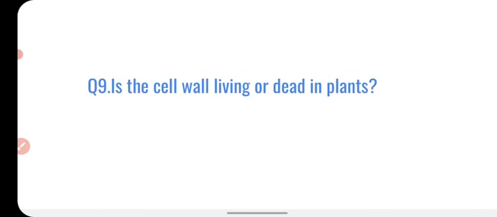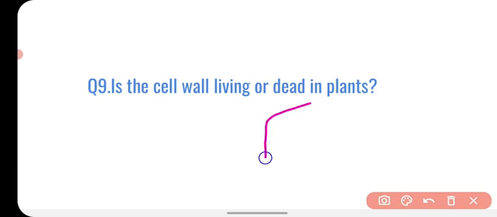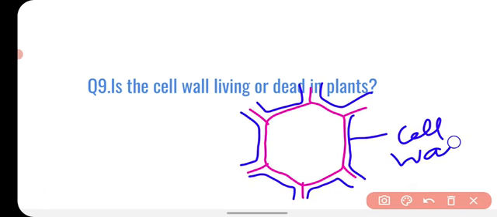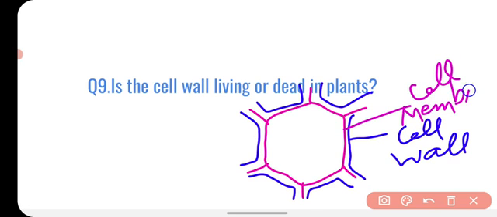Next question is, is the cell wall living or dead in the plants? So you know that in the plant cell there is an additional covering. That covering is located externally around the cell membrane. That external covering is called the cell wall. The plant cell has a cell membrane, and around the cell membrane they have an additional covering, that is called cell wall.